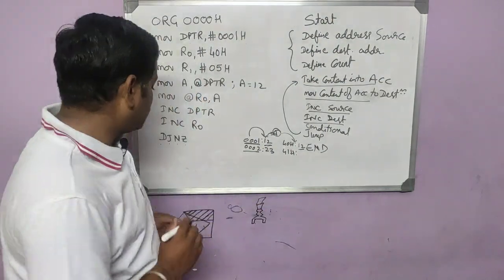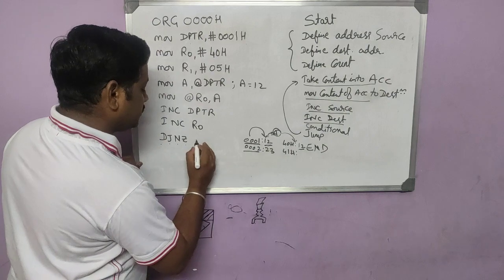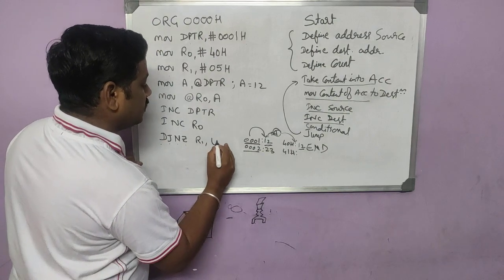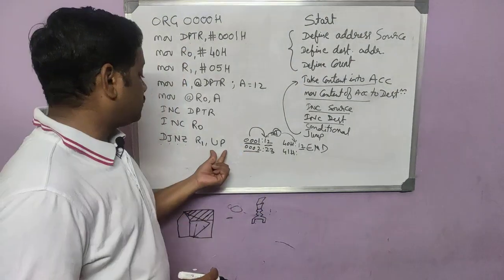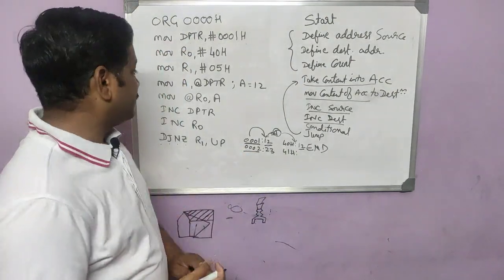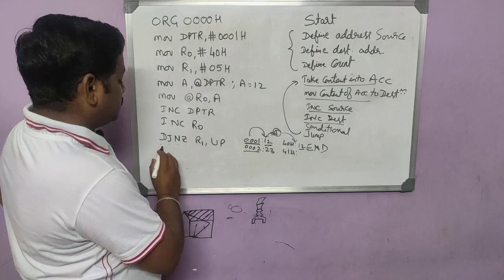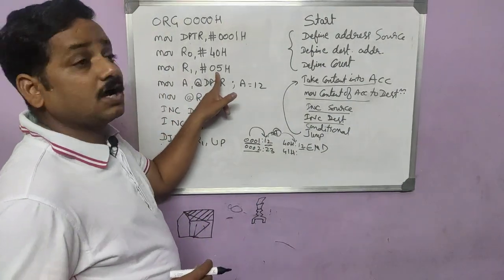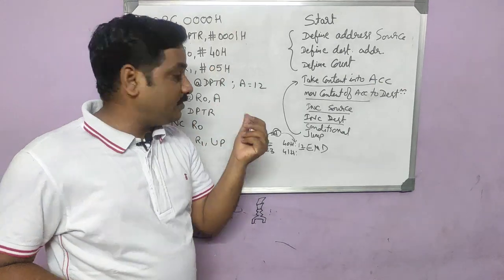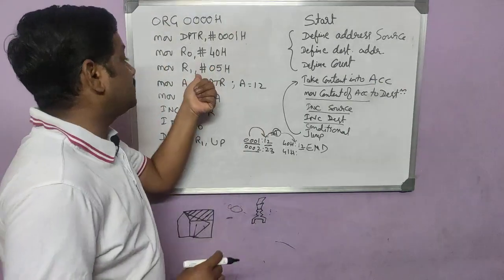So what I do here is I'll write it like this: DJNZ R1, up. Or we can write any label. This is called a label. Okay. So here, what will it decrement? It will decrement R1. What is that R1? R1 is the count value. I want to repeat this 5 times, so I have assigned that count.